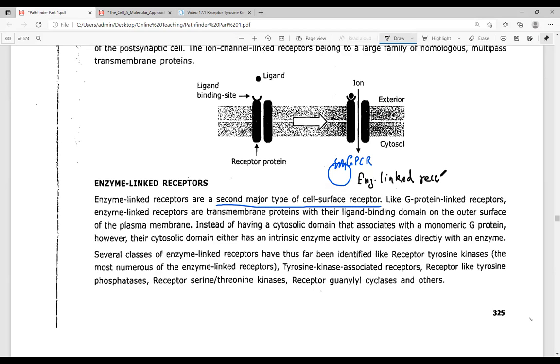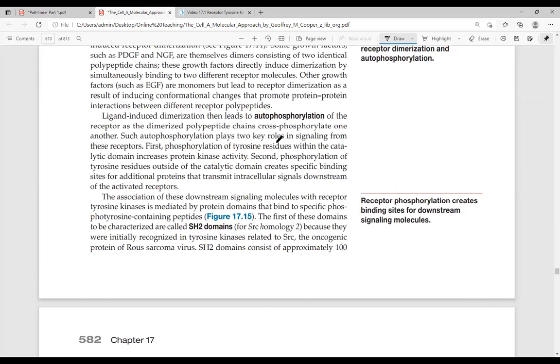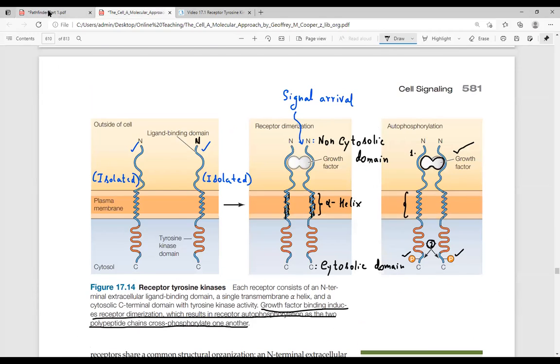After the enzyme linked receptors, the third least abundant are the ion channel receptors. These were the ion channel receptors. Like G protein linked receptors, enzyme linked receptors are transmembrane proteins. We have seen that all these enzyme linked receptors were actually transmembrane proteins, but they were monomeric.